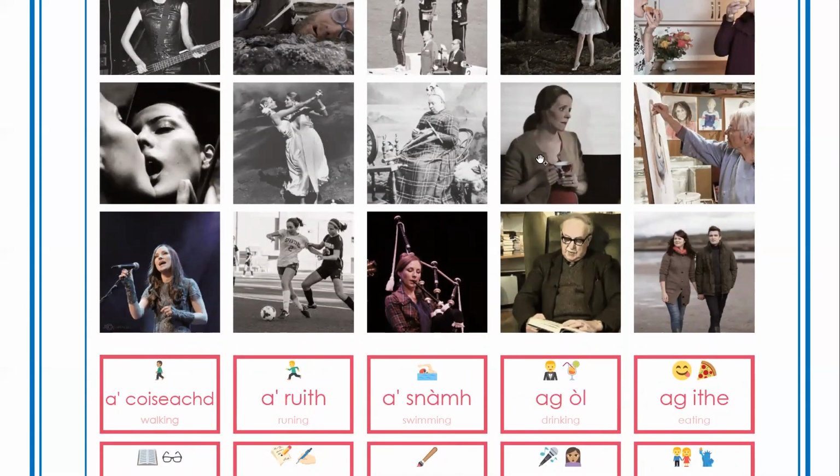Je ha i a dèanamh. Ha i a gall. She is drinking. Ha i a gall.